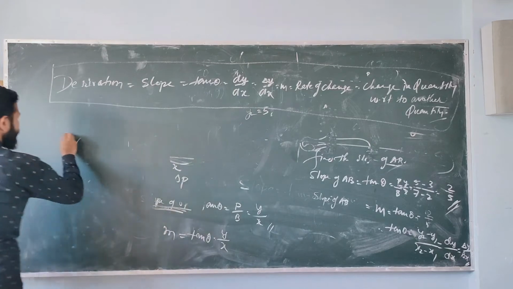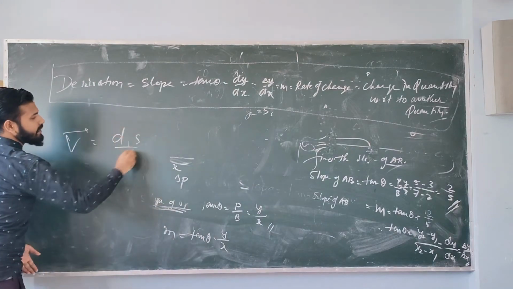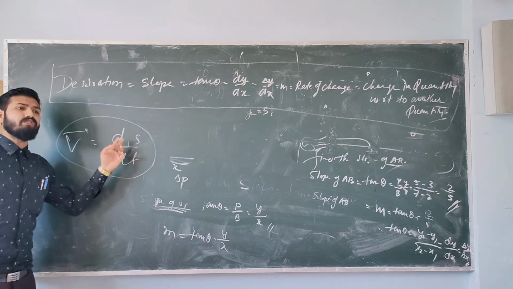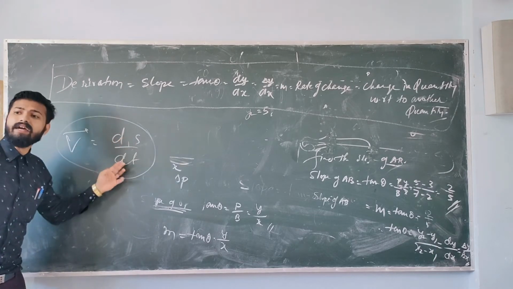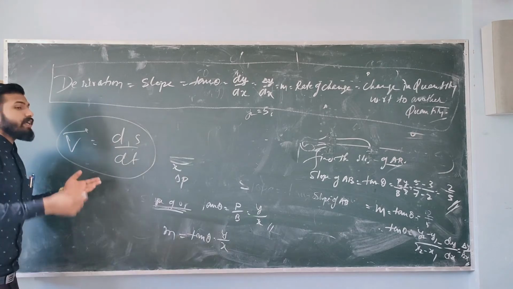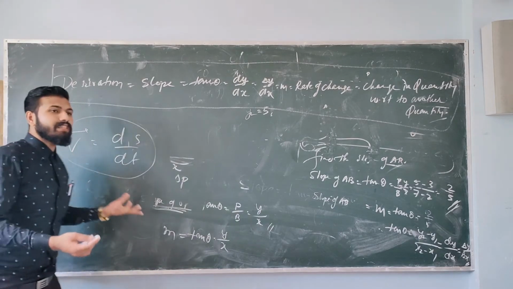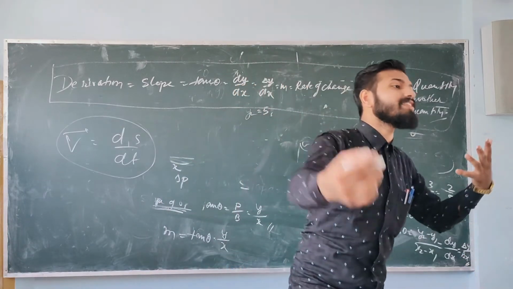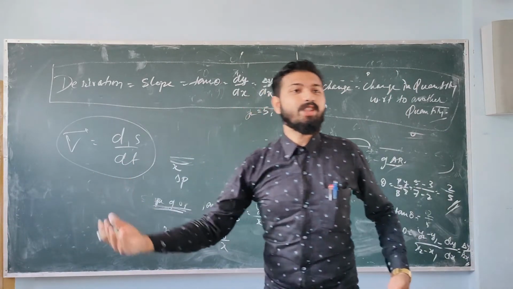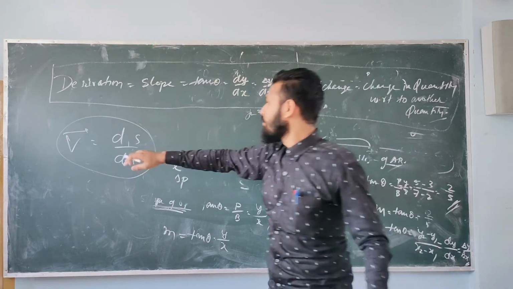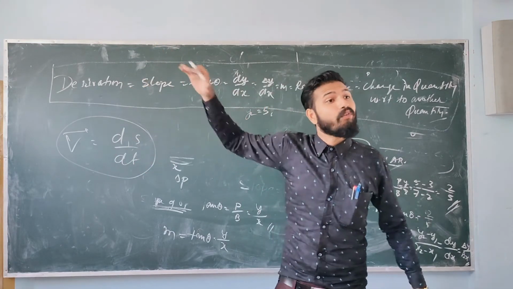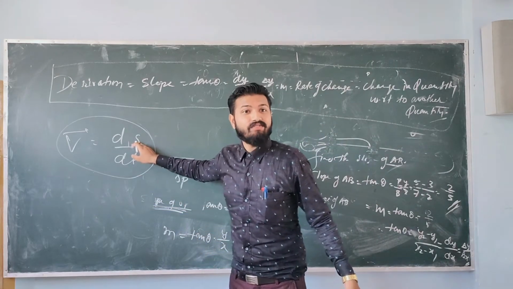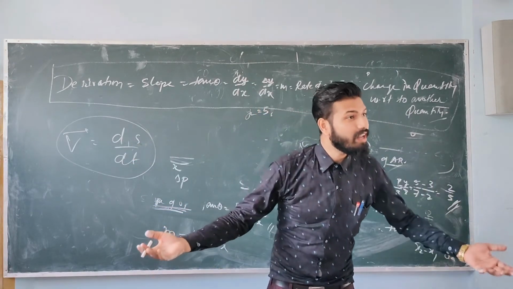Velocity means what? Velocity is ds by dt, that means a change of displacement with respect to time. In other words, velocity is the derivative of displacement with time, or we can say it is the slope of the distance graph with respect to time, or the rate of change of displacement is also called velocity.